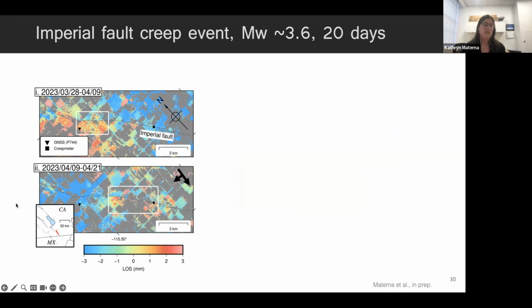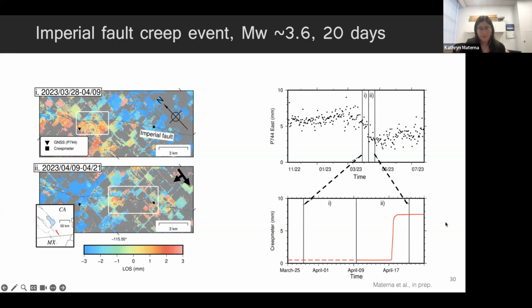This data, you can tell immediately, is not as clean as the Superstition Hills fault in the desert environment. There's a lot more decorrelation in the InSAR, but if you look at features that cross the fault, such as roads, it's clear that there is some creep. And then we looked at one GNSS station that's less than 1 kilometer from the fault, and we looked at the creep meter. So this is smaller in every way. As I mentioned, this displacement from the GNSS station is only about 2 millimeters, but it's there.